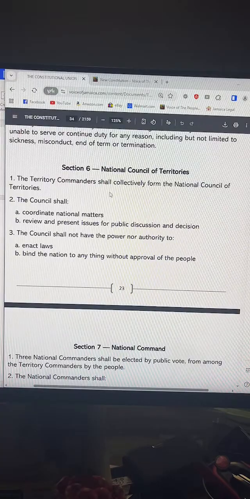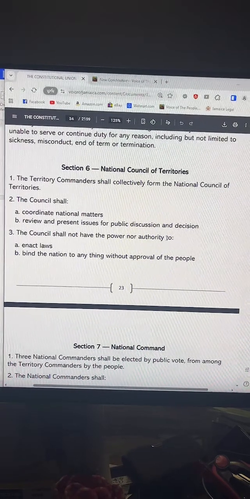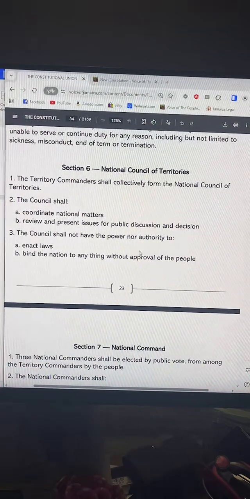National Council of Territories. The territory commanders shall collectively form the National Council of Territories. The council shall coordinate national matters, review and present issues for public discussion and decision. The council shall not have the power nor authority to enact laws or bind the nation to anything without approval of the people. Right? And this is one of our major issues with our current society.